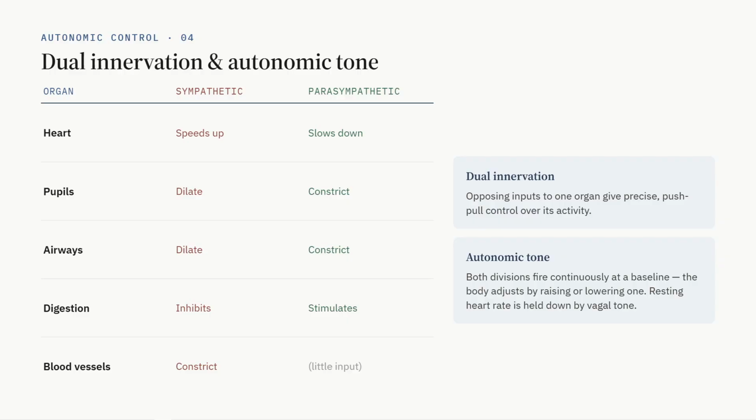Second, and this is subtle, autonomic tone. Neither division is ever fully off. Both fire continuously at a low baseline rate. So the body doesn't switch a system on from 0. It adjusts by dialing one division up and the other down from that resting hum. The classic example, your resting heart rate is actually held down by ongoing parasympathetic or vagal tone. Cut that tone and your heart speeds up, all on its own. No extra sympathetic push needed. Tone means the baseline itself is an active, adjustable setting, not simply off.